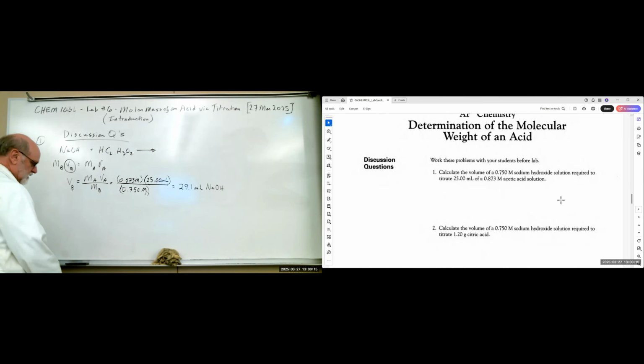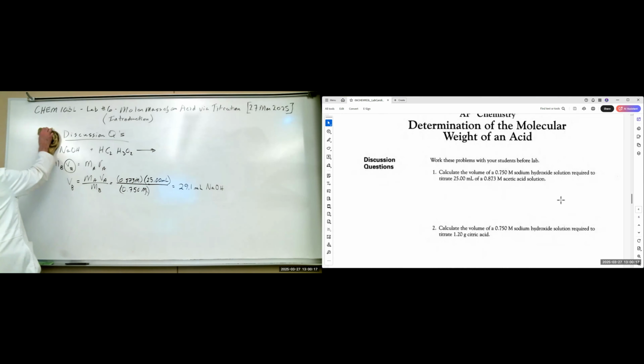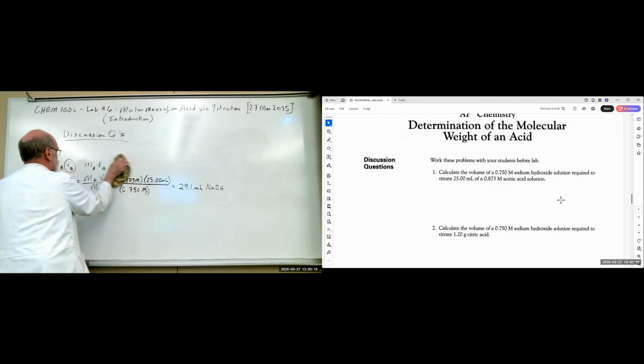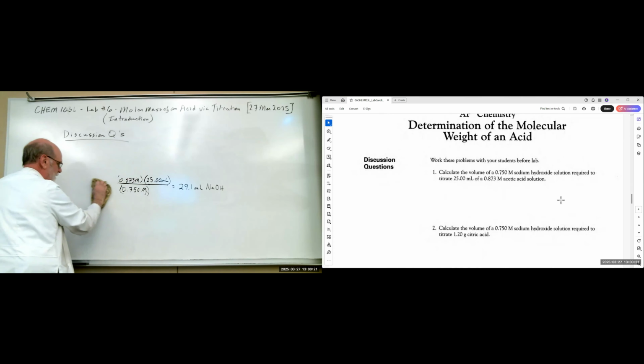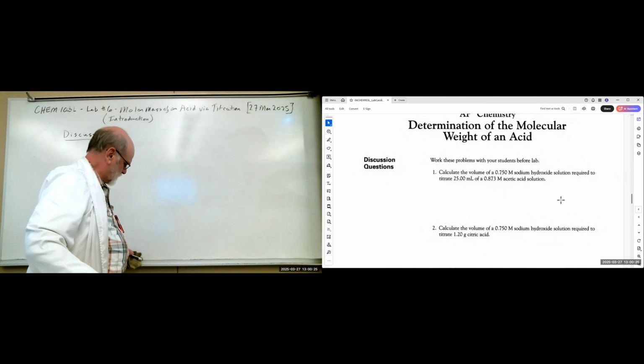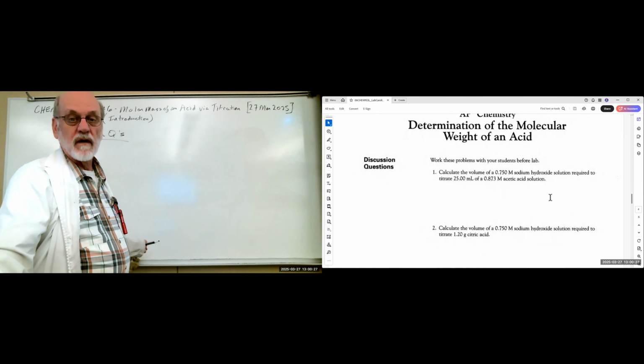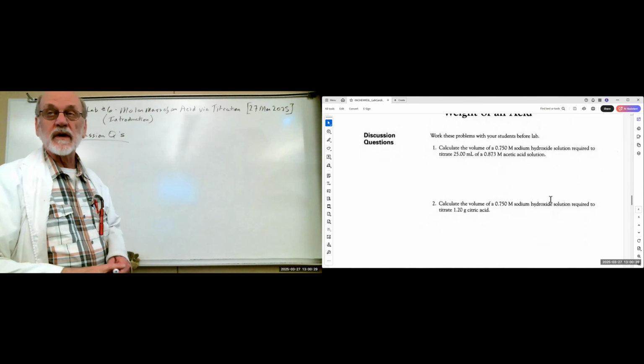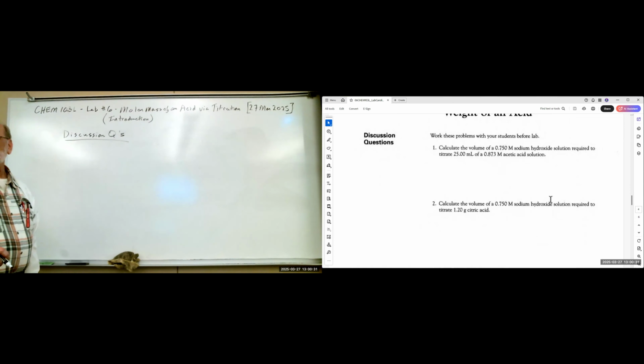All right, that was number one of our discussion questions. Let's see, number 2. Scroll it up a little bit. There we go. Calculate the volume of 0.75 molar sodium hydroxide solution required to titrate 1.2 grams of citric acid.